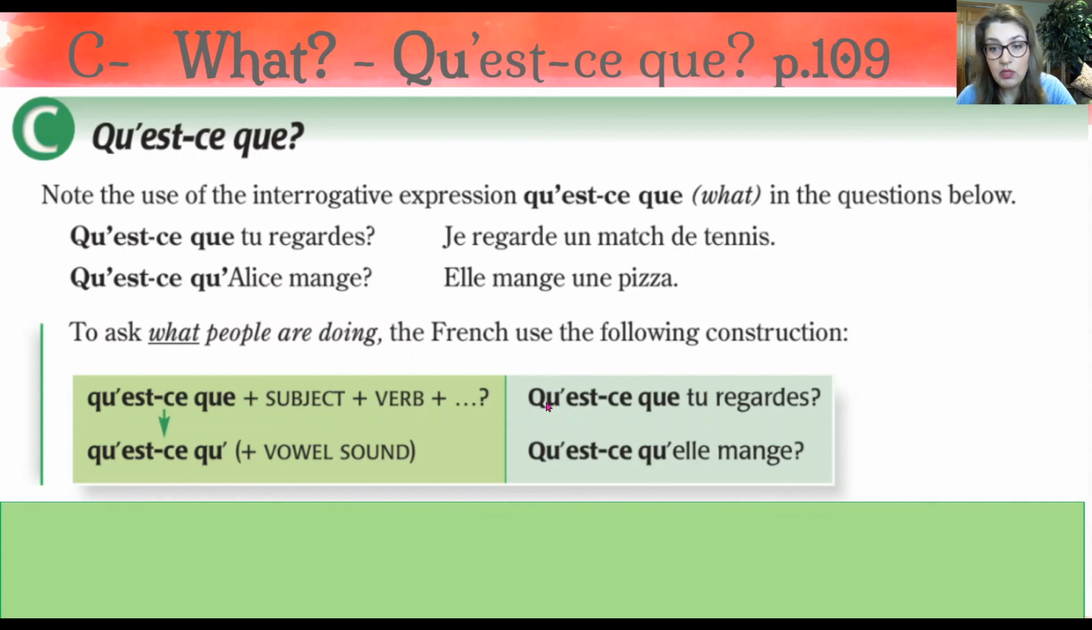And here's an example. Qu'est-ce que tu regardes? What are you watching? And of course, again, qu'est-ce que turns to qu'est-ce qu' plus apostrophe before a vowel sound. And here's another example. Qu'est-ce qu'elle mange? Here we have elle starting with a vowel, so we drop the e from que and we replace it with an apostrophe, and the sentence sounds like this. Qu'est-ce qu'elle mange? Répétez. Qu'est-ce que tu regardes? Qu'est-ce qu'elle mange?